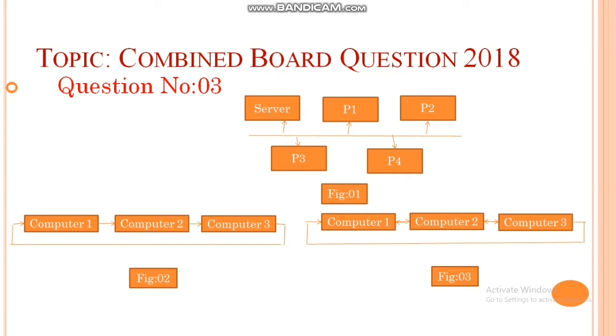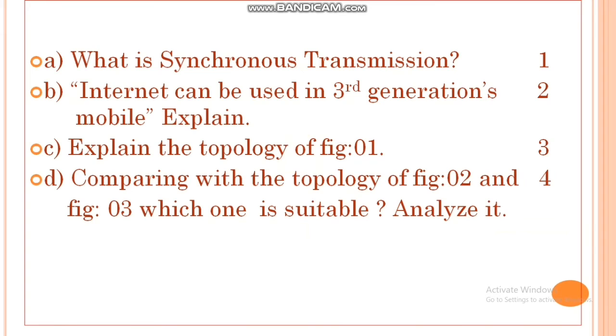And the questions are: A. What is synchronous transmission? B. Internet can be used in third generation's mobile. Explain. C. Explain the topology of figure 1. D. Comparing with the topology of figure 2 and figure 3, which one is suitable? Analyze it.